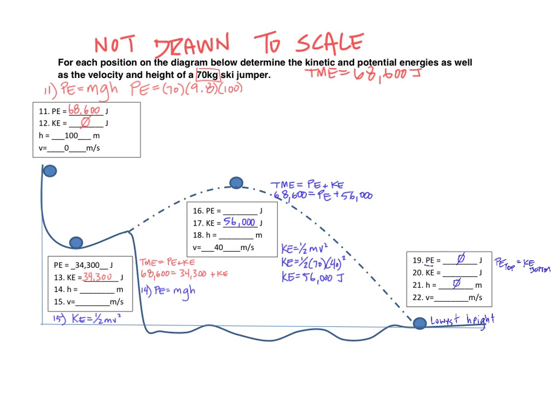So the potential energy at the top, at the highest point, was 68,600. Therefore, the kinetic energy at the bottom has to also be 68,600 joules. And I know this because 68,600 plus 0 equals 68,600. And your last step here is solving for velocity. Kinetic energy is dependent on velocity. You know the mass, you know the kinetic energy, solve for V.